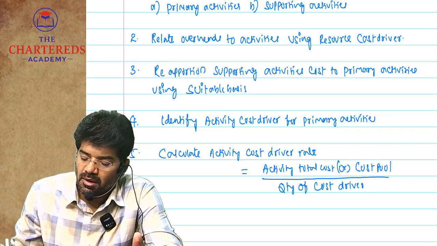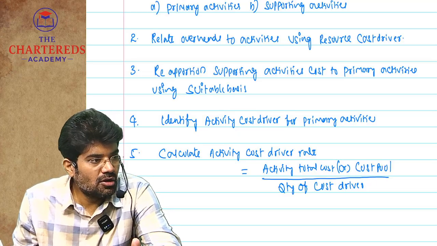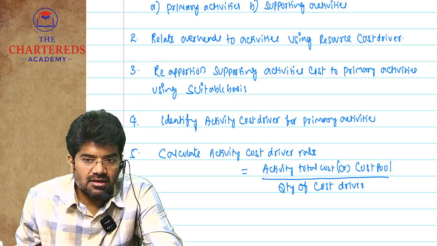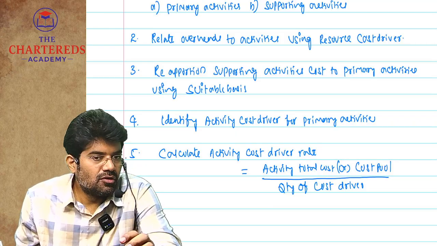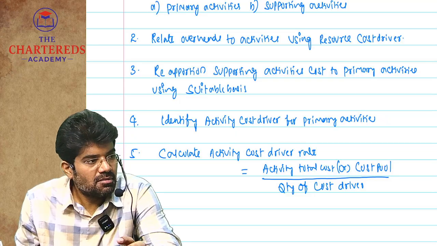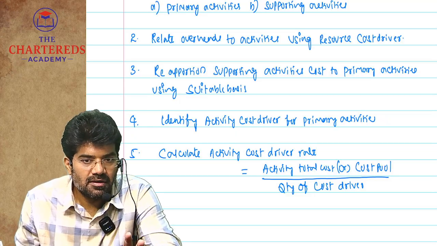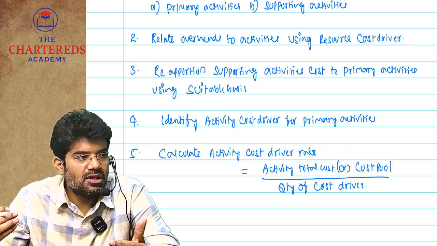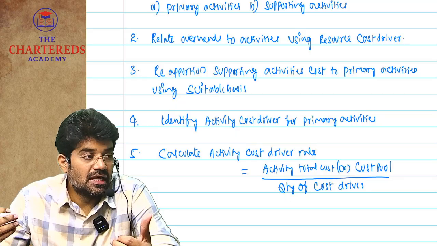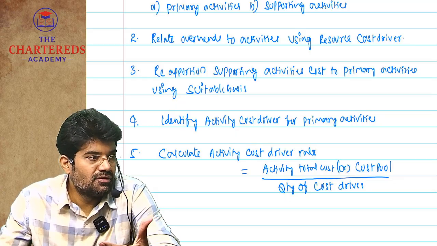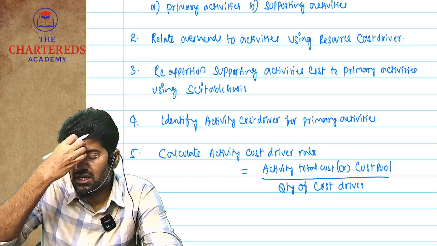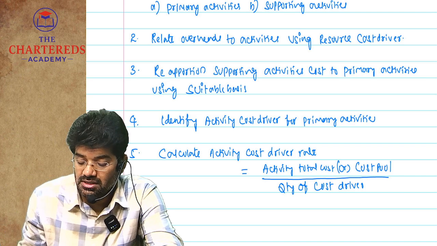So these two that we do, numerator and denominator, both are estimated figures, right? And then when we do this estimation in the beginning of the period only, we get a rate. Then according to the actual orders required or consumed for every product, we multiply by this rate. That is how we charge the overheads of the activities.